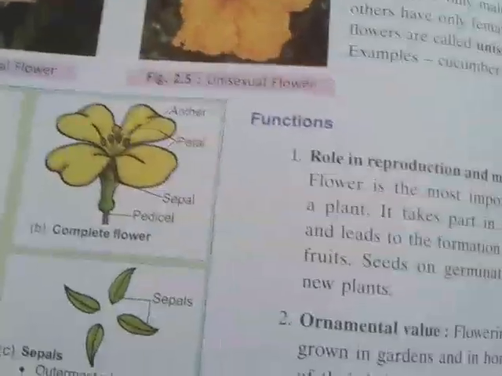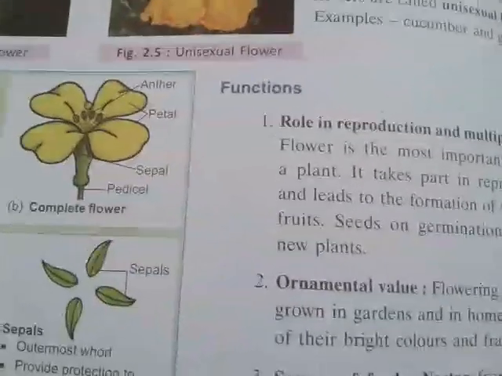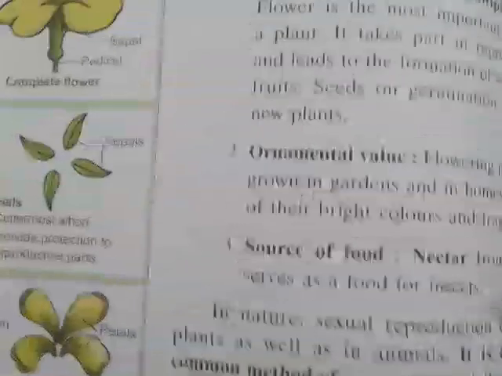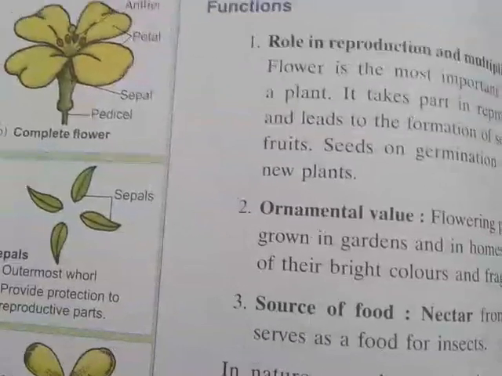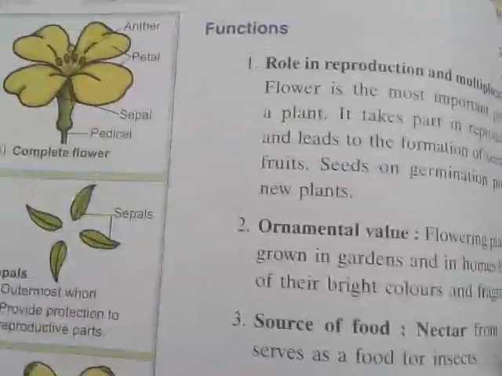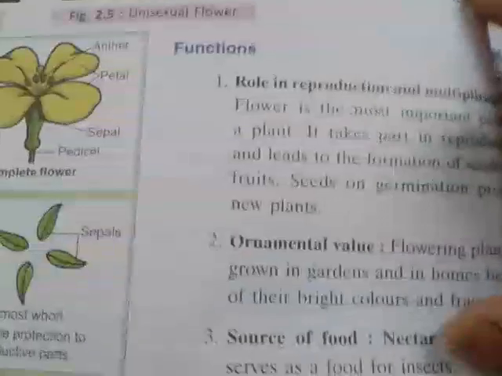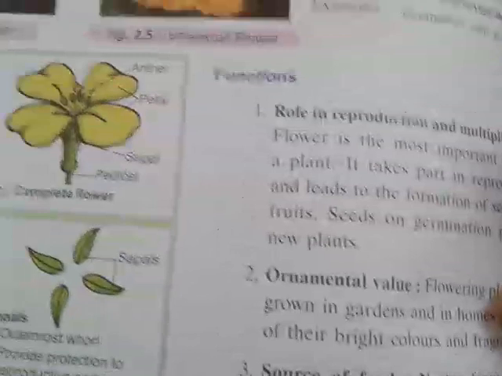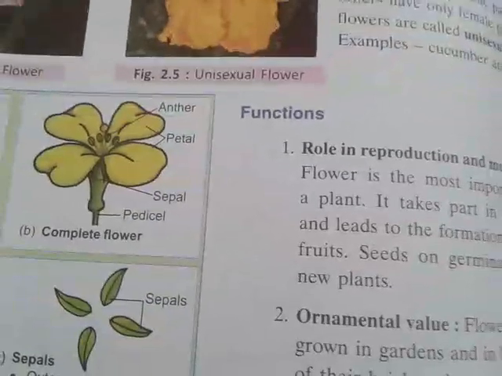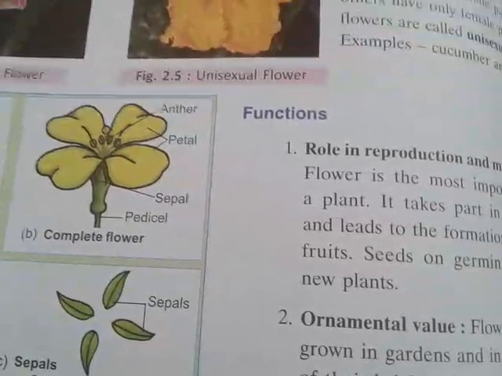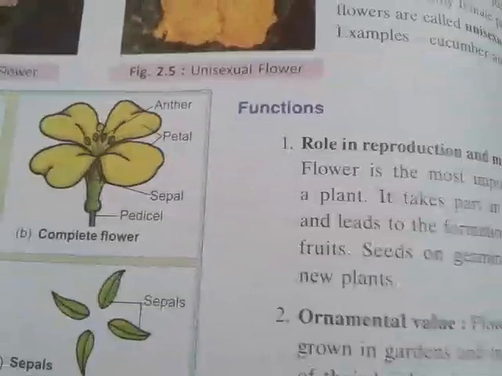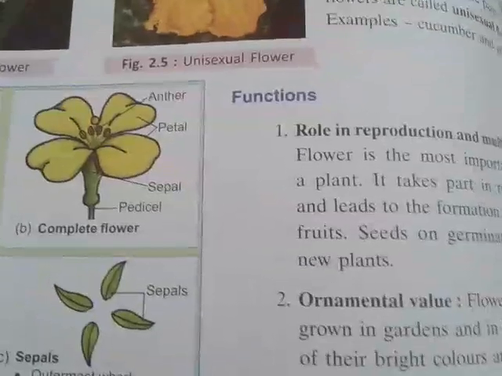Okay, so now coming to the point, what are the functions of the flower? First of all, the role in reproduction and multiplication, ornamental value, and a source of food, that is nectar. Nectar serves as food for insects. In nature, sexual reproduction occurs in plants as well as in animals. It is one of the most important and common methods of reproduction. So the functions are the role in reproduction and multiplication, ornamental value, and the source of food. These are the functions of the flower.